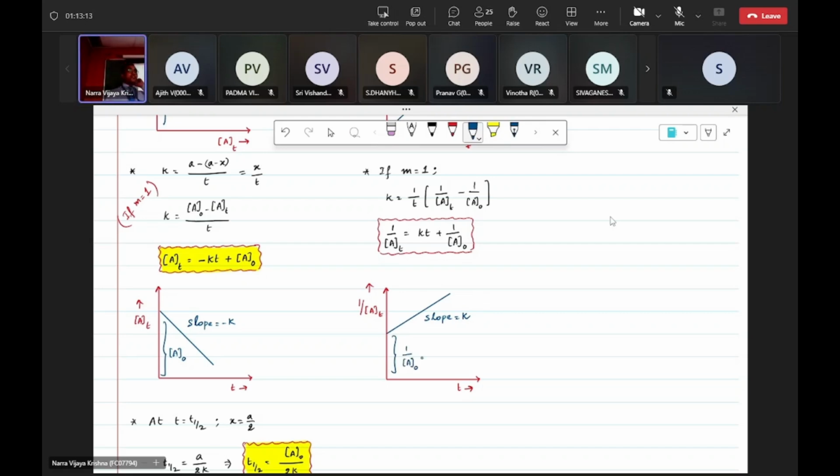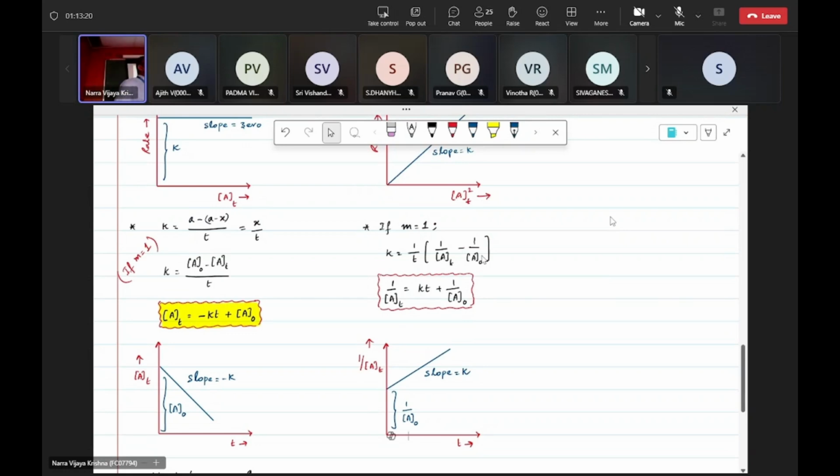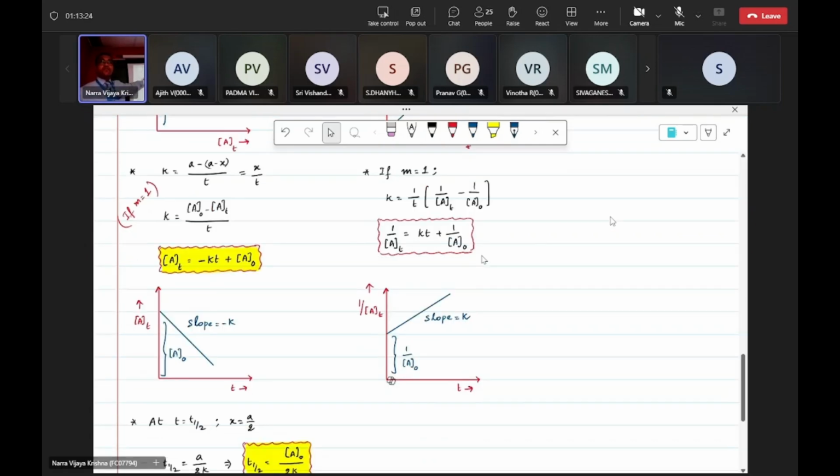No confusion, sir? In general cases, it should be mk. That's why I'm writing everywhere, if m equal to 1. Here also, if m equal to 1. Clear? Be cautious, sir. If it is Advanced, definitely they will not give m as 1. In Mains, they will always give m as 1. Don't get confused. If they give m is 2, n is 3, accordingly you need to write the equation, sir.